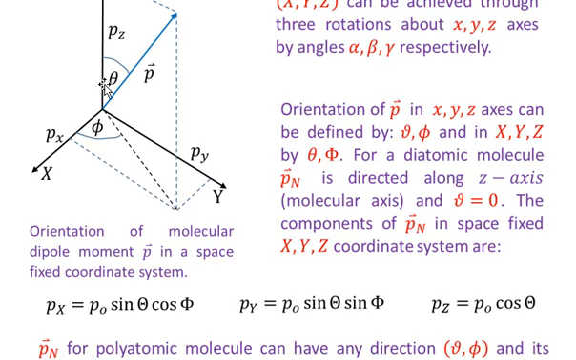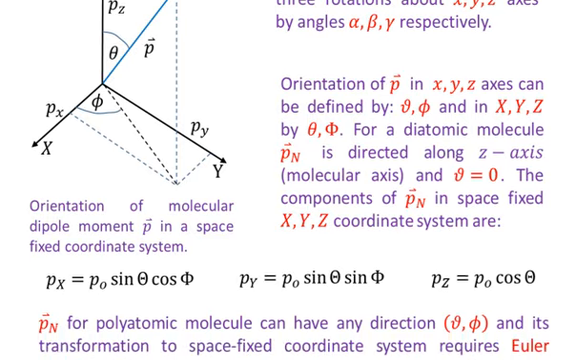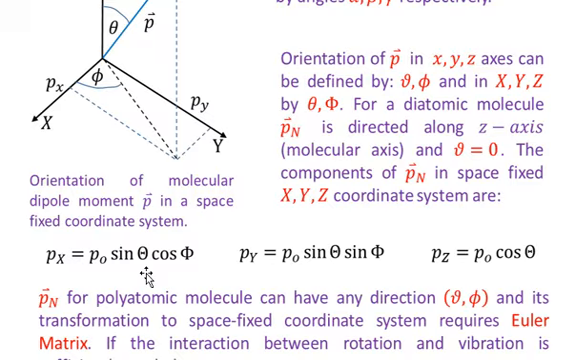So in this diagram, you assume that this theta is capital theta and this phi is capital phi. Under that condition, this Pn can be assumed as a vector P having a magnitude P naught. So you see that the components will be Px equal to P naught sine theta cos phi, Py equal to P naught sine theta sine phi, and Pz equal to P naught cos theta. You know that in spherical polar coordinate systems, we can find these rectangular components of a vector, and the formulas are given over here.